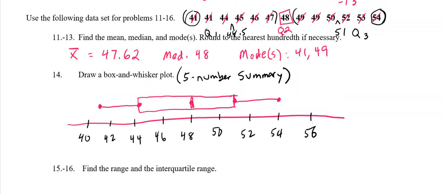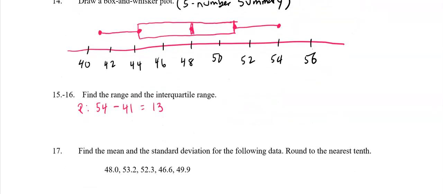For the range, range is just the difference between the lowest value and the highest value. We'll start there, 54 minus the lowest value, which is 41. So in this case, the range is going to be 13.